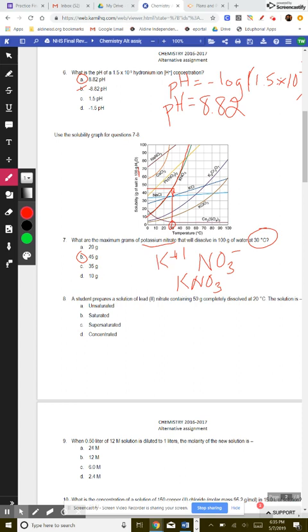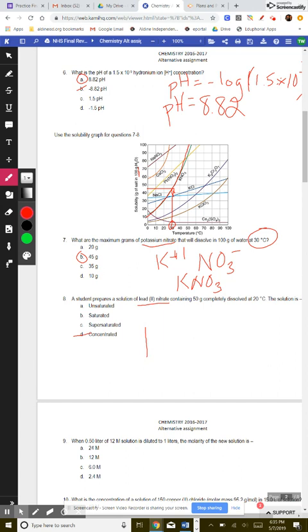Okay, number 8, a student prepares a solution of lead 2 nitrate containing 50 grams completely dissolved at 20 degrees Celsius. The solution is A, unsaturated, B, saturated, C, supersaturated, D, concentrated. Well, we can eliminate answer choice D because that's just not one of our vocabulary words. Then we have to practice here writing our chemical formula just like number 7 above.